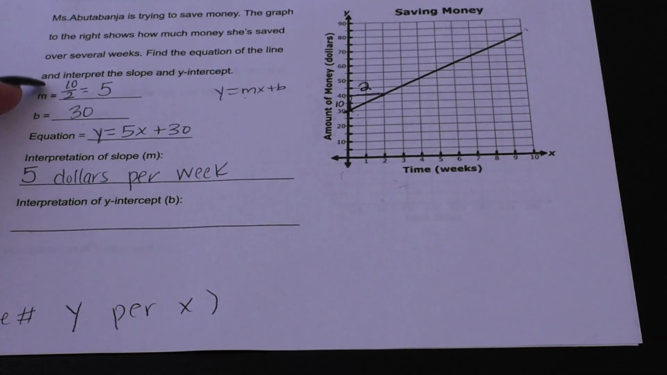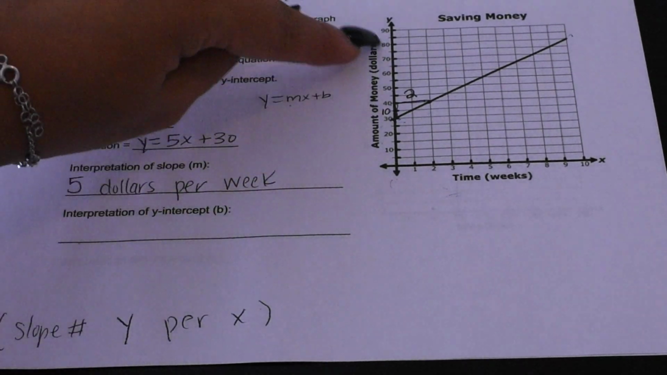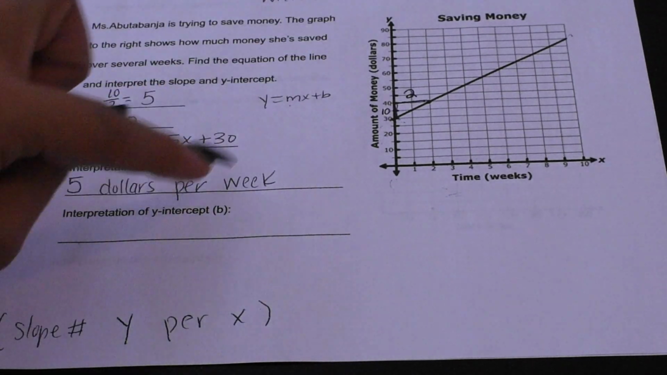So I'm going to use my slope number. I said my slope is 5. So that means I'm going to say 5, whatever my y represents. So it's dollars per week.